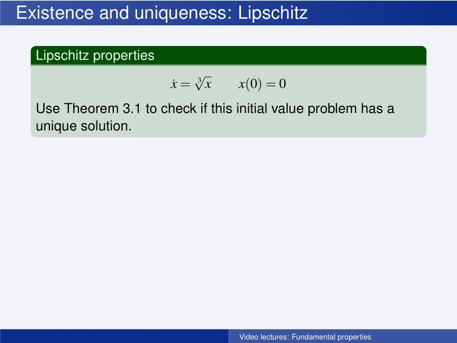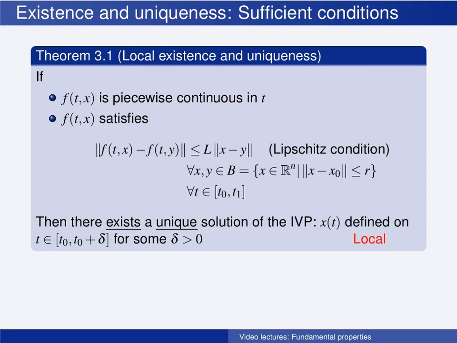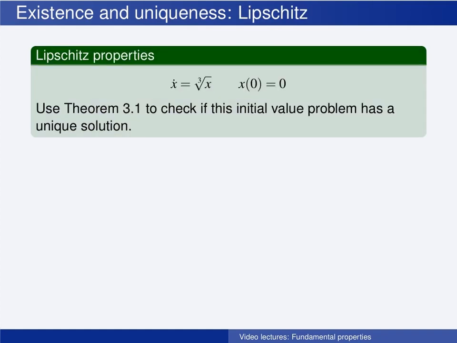We need to check whether the conditions of theorem 3.1 are satisfied. The system is time invariant and f of x is the cube root of x. The first condition of being piecewise continuous in time is thus trivially satisfied, and we only need to check the Lipschitz condition. We already saw that for scalar time invariant systems this could be rewritten as the absolute value of the slope of a straight line joining 2 points x and y of the function f having to be bounded.